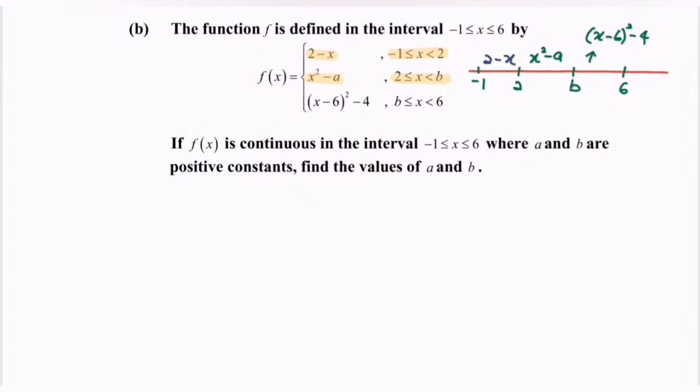So kindly refer to this part where we have the equal sign. So meaning that at -1, we are going to substitute into the function 2 minus x. As for the value 2, the function would be x squared minus a.